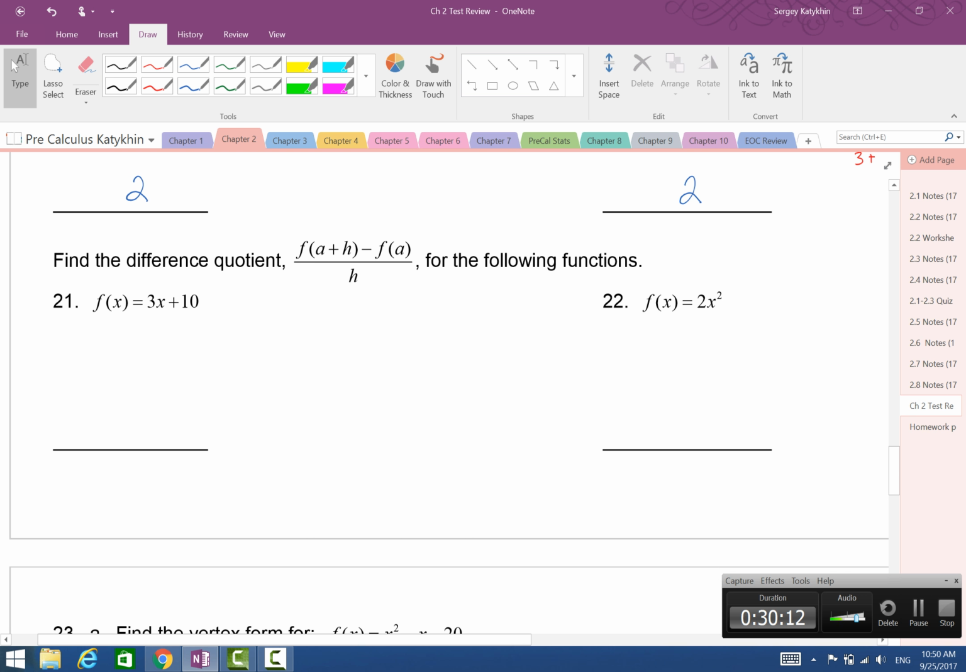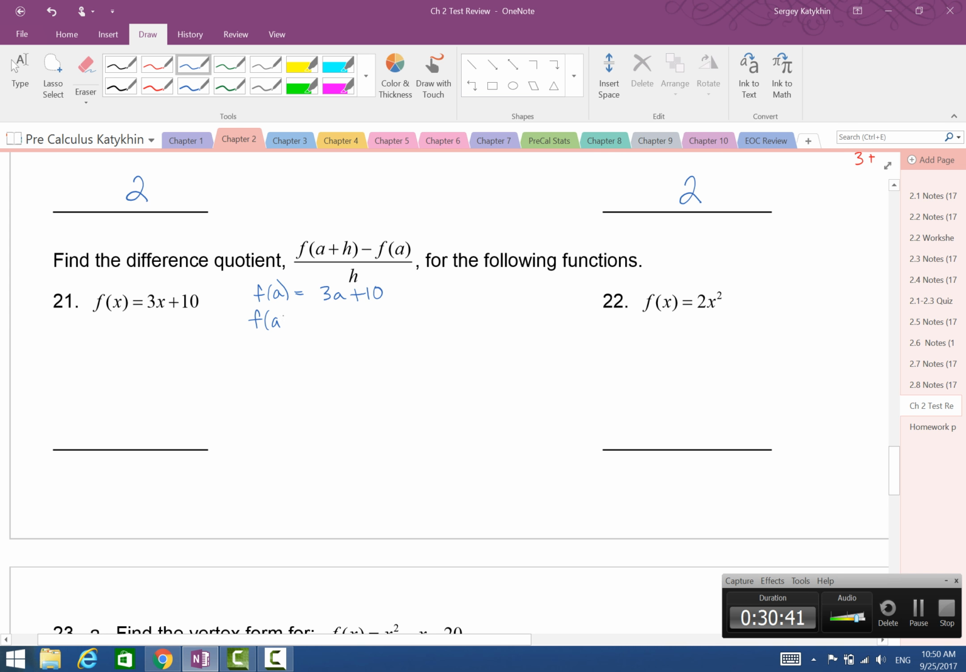It says find the difference quotient. So remember, this is the problems that we did in class when you take f of a, you figure out what f of a is, and you take f of a plus h, figure out what that is, and then take f of a plus h minus f of a divided by h. So let's start with figuring out what f of a is. F of a is going to be 3a plus 10.